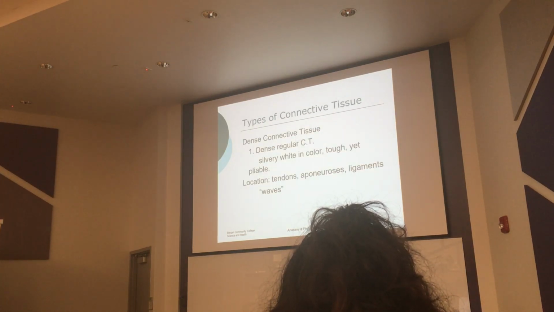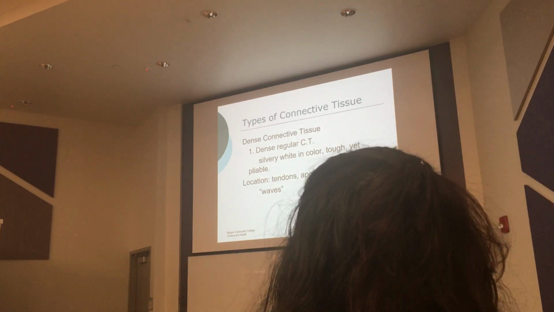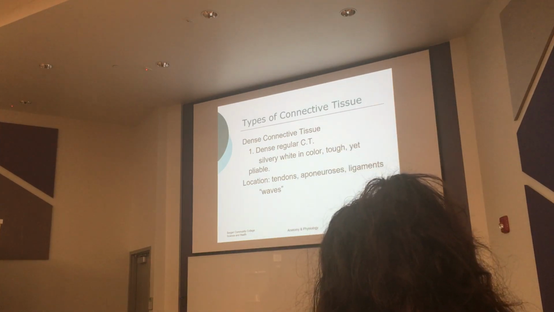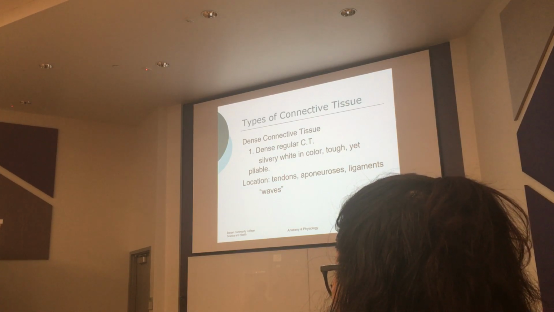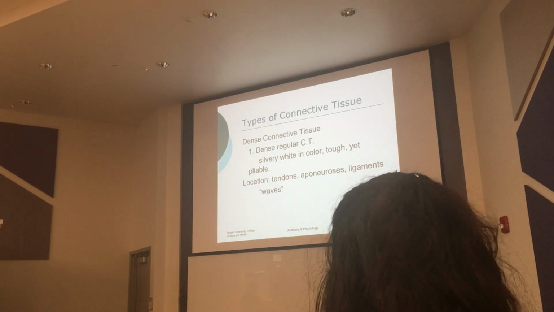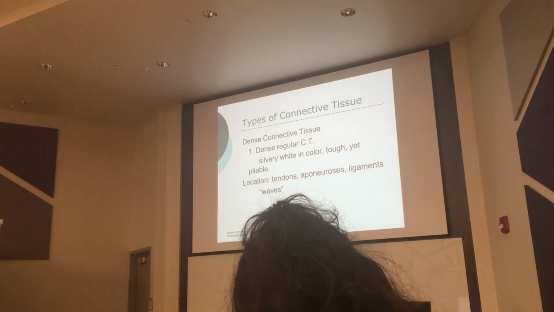This is dense regular connective tissue now. You have dense regular, dense irregular, and elastic. Dense regular is pulled in one direction, so it's going to be our tendons. We're going to go over this again. Tendons attach muscle to bone. Ligaments attach bone to bone. And an aponeurosis is a broad, flat tendon.